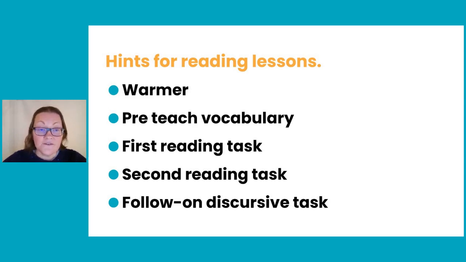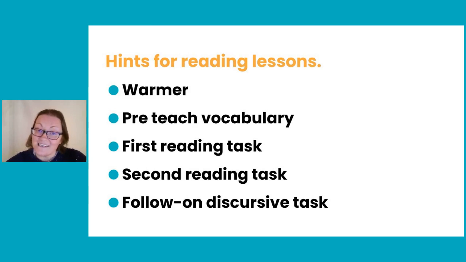So here's a run through the stages you should have for a reading lesson. That would be assignment A for the level 5 course. So you should have a warmer stage, again, to set the context, to engage the students. Then you will be pre-teaching some vocabulary, some difficult vocab from a text. Then there will be a first reading task aimed at skimming and scanning, just a very, very quick run through.